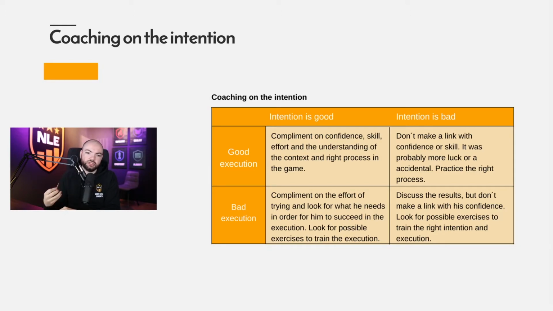So you want to discuss the results in that regard, but don't make a link with this confidence, because oftentimes when there is a bad intention and a bad execution, the player obviously 9 out of 10 times didn't understand what you wanted in that particular situation, how he should handle that situation, or he doesn't have the proper process or steps that he can follow, and he's basically pretty lost, and he's just trying to autopilot on a specific thing or play. So in that way, look for possible exercises to train the right intention and execution.